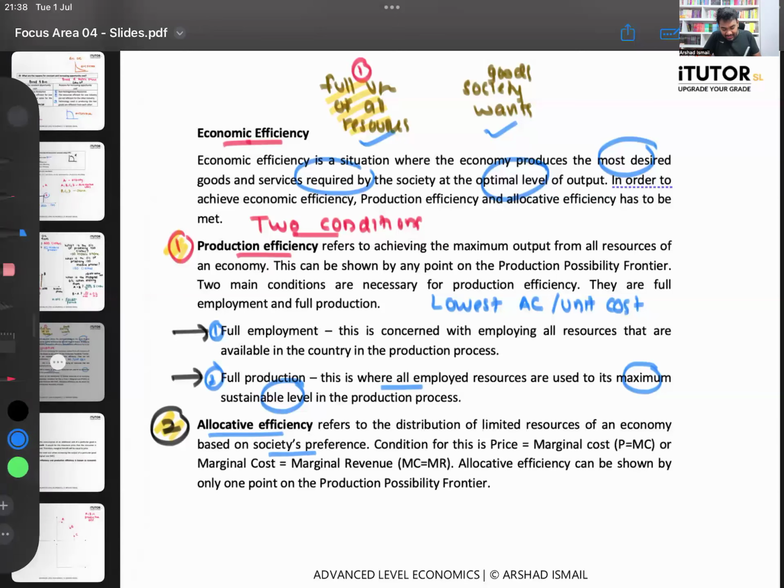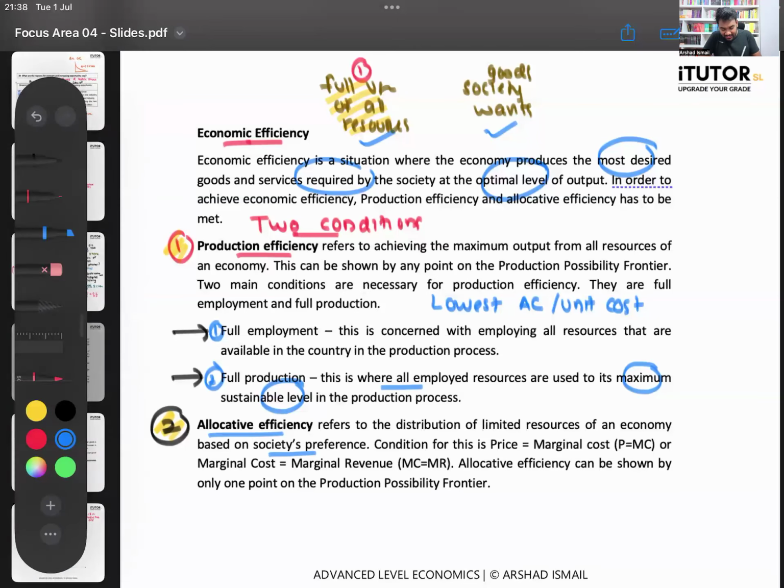Now, what's the condition here? There is a small correction to make here. I would have corrected this. It's not marginal revenue. It has to be marginal benefit. Please correct that. MC equals MB. The condition for this is the marginal cost should equal the marginal benefit. Or in other words, the marginal cost should equal the price. That's the condition for allocative efficiency.